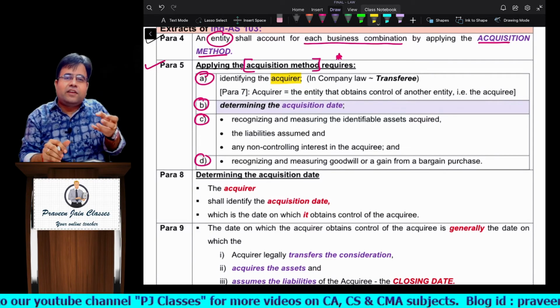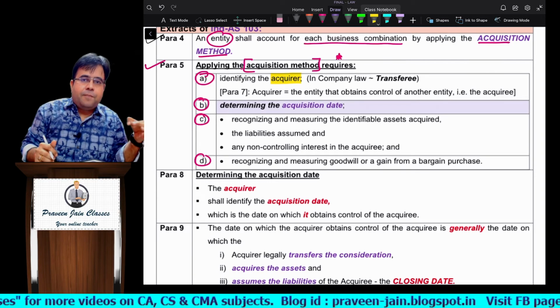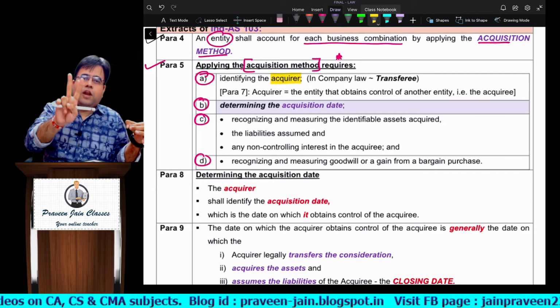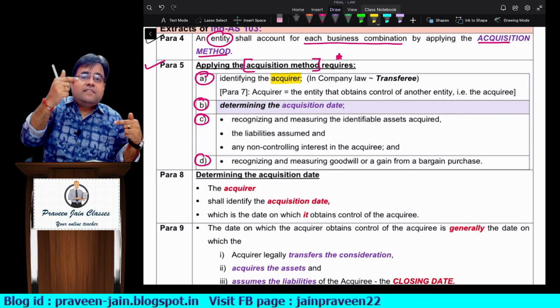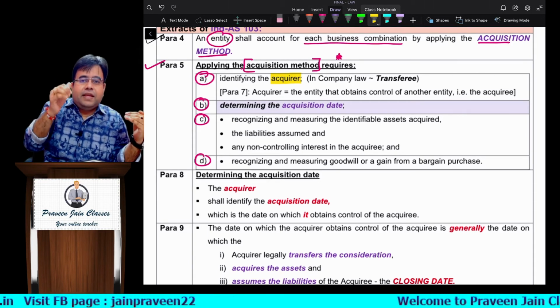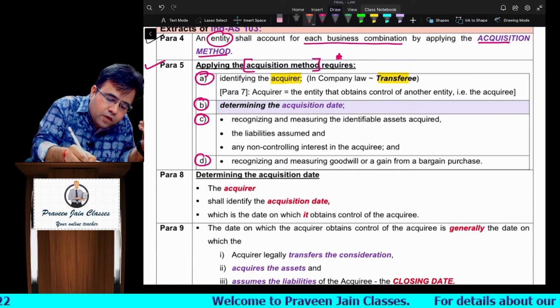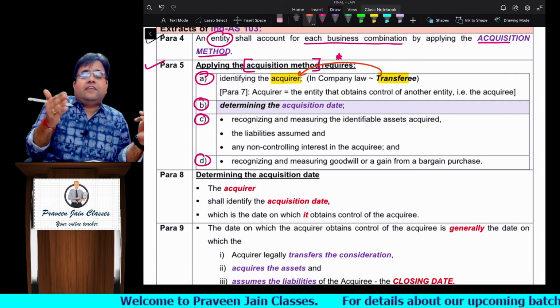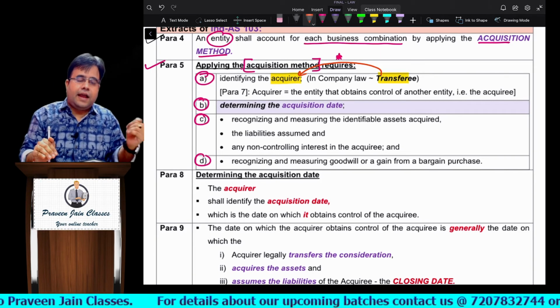Now, accounting standards have some other terms. In our company law, if you read, we have two types of company, either transferor or transferee. Transferee is the buyer company, transferor is the seller company. Here they are calling the buyer company, the transferee, the acquirer. So whom we call a transferee in our case is the acquirer in the case of your Ind AS standard.